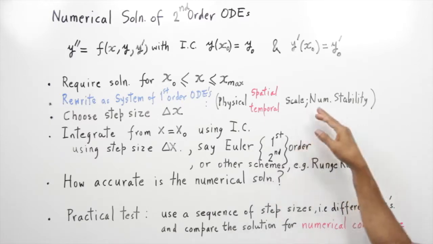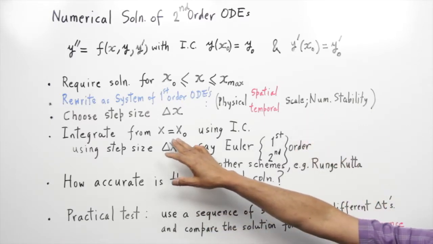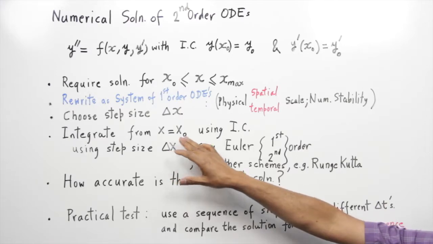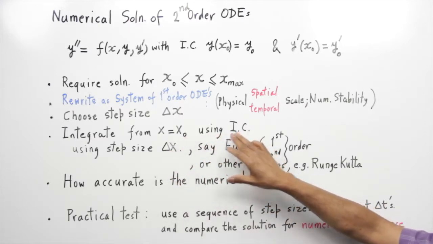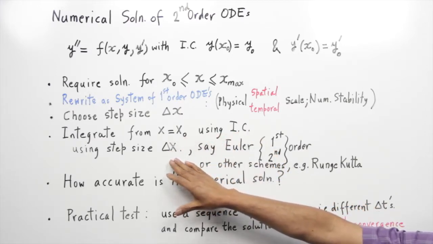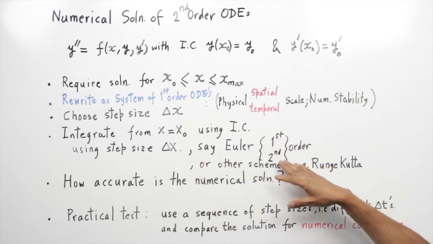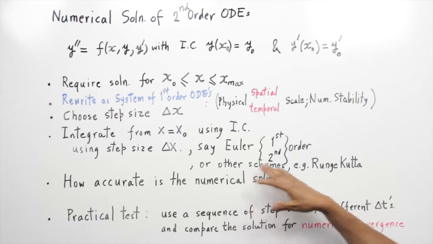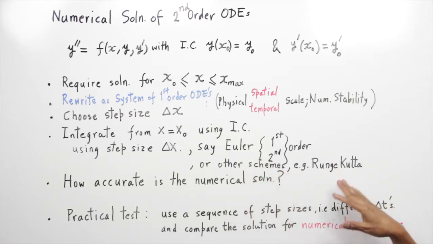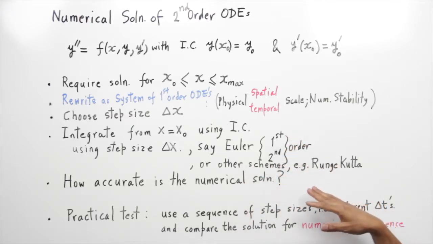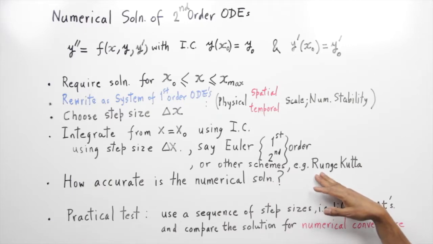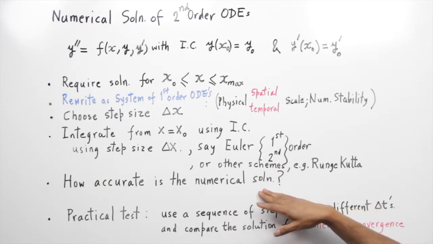Okay, so once we have done that, we are going to start from x equals x naught using the initial conditions, using the step size we have chosen. We're going to integrate, and we can use the first order Euler or the second order Euler method or other schemes such as Runge-Kutta schemes to carry out the integration. And so once we have carried out the integration, we have the numerical solution, and we ought to ask how accurate is this numerical solution that we have obtained.